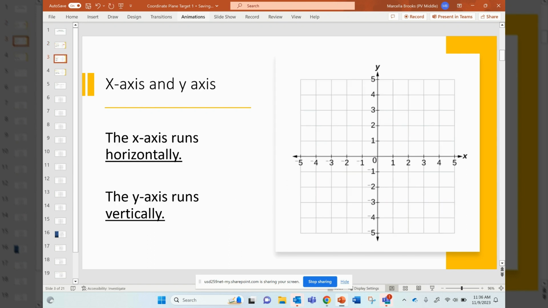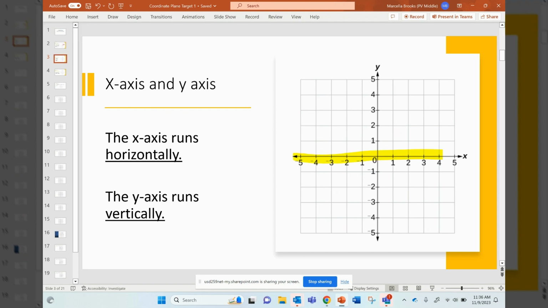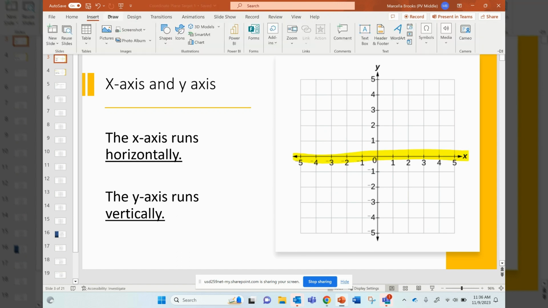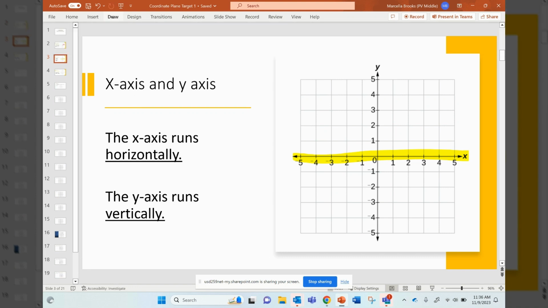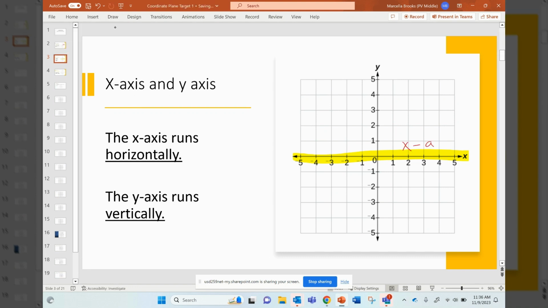All right, the x-axis and the y-axis. The x-axis runs horizontally. Okay, so that's the x-axis. So we're going to label that x-axis. If you're ever not sure, normally it's labeled. It's got a little x next to it.